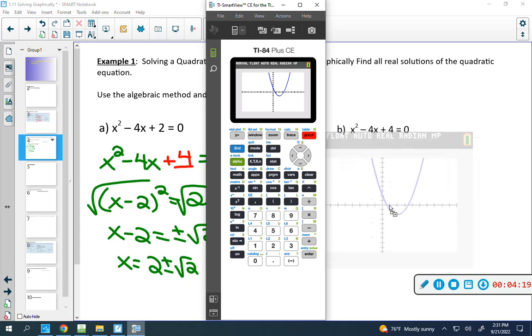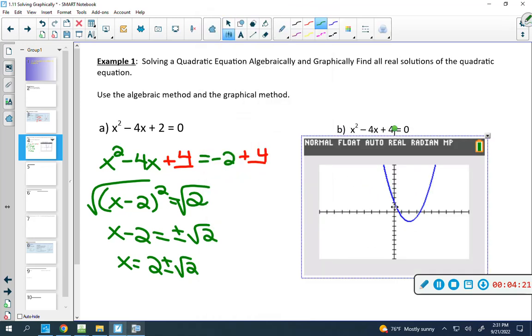So I'm just going to steal this over here for a sec so I can write on it. So 2 plus or minus the square root of 2 are technically these 2 points here on your graphing calculator. Now, your graphing calculator is not going to spit out to you 2 plus the root 2 and 2 minus the square root of 2 when I find them. It's going to give you the decimal equivalent.